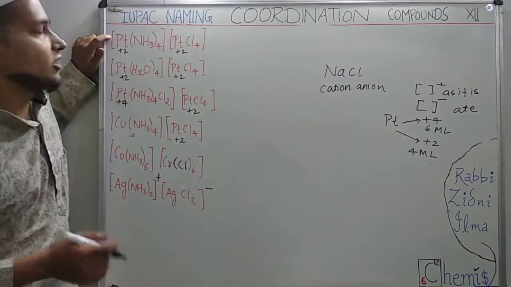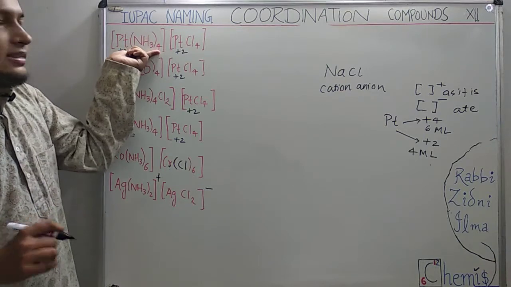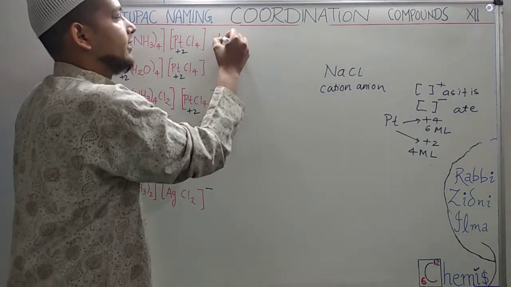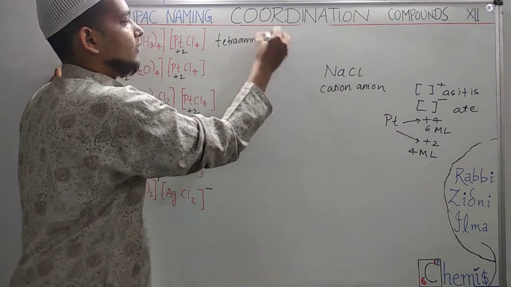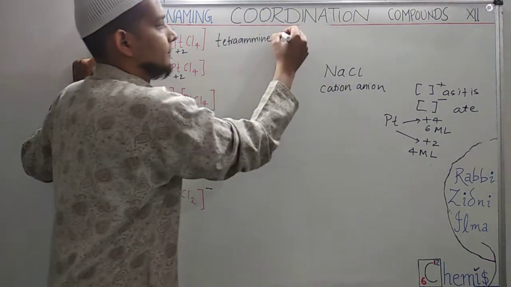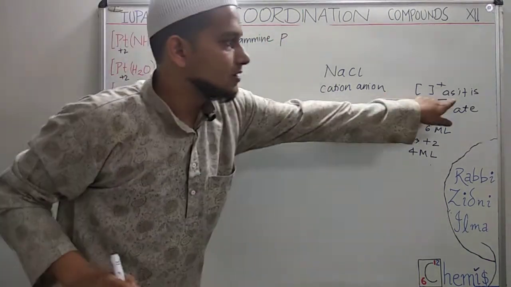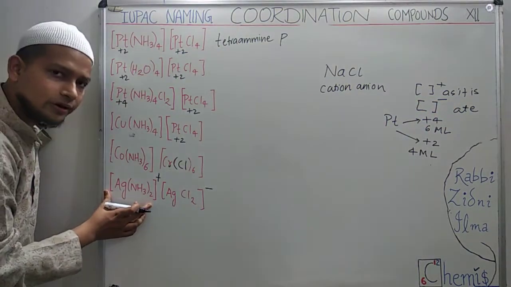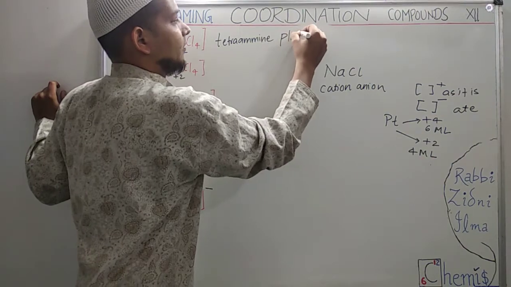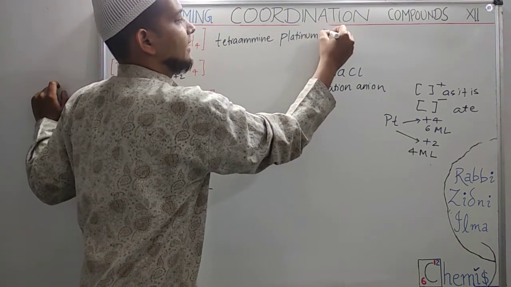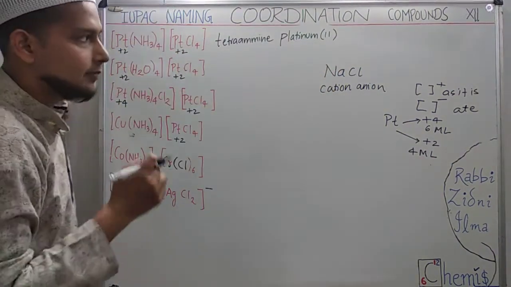Now approaching this question, what we have is 4 amine. So we will start with tetraamine platinum. The name is as it is because the first coordination pair is positively charged. So tetraamine platinum. The oxidation state is 2. It is written in Roman numerals within the bracket.